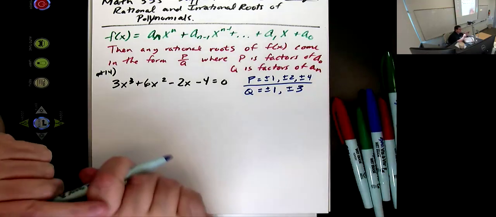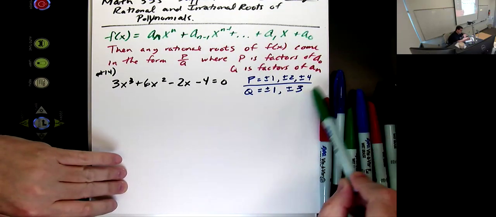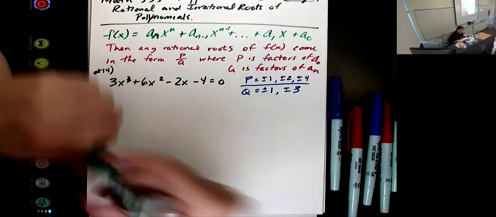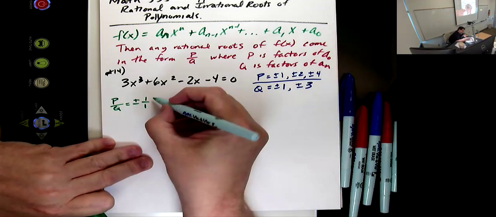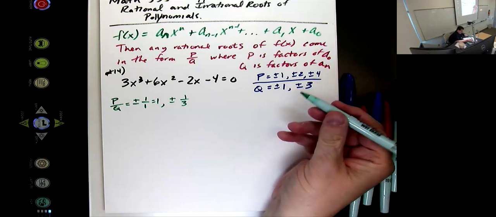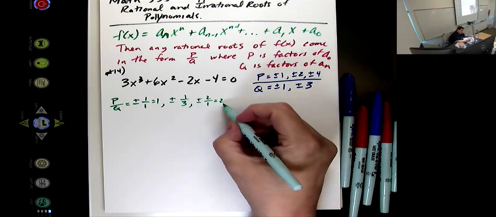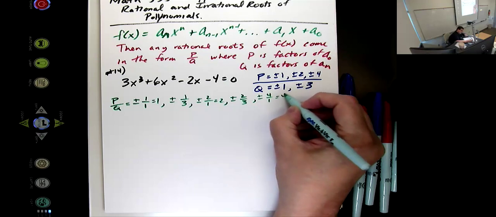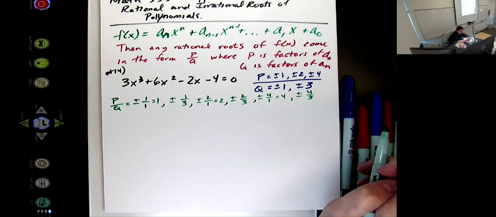So let's start writing combinations of these. I'm going to go systematically. I'll start with the one over all the Qs, and then two over all the Qs, and then four over all the Qs. So p over q could be plus or minus one over one, which is just one. It could be plus or minus one over three. We could have plus or minus two over one, which is just two, and plus or minus two over three. We could do plus or minus four over one, which is four, and plus or minus four over three. I don't see any repeats here.